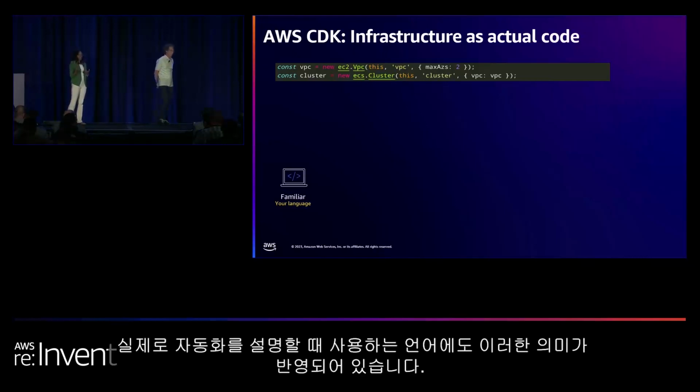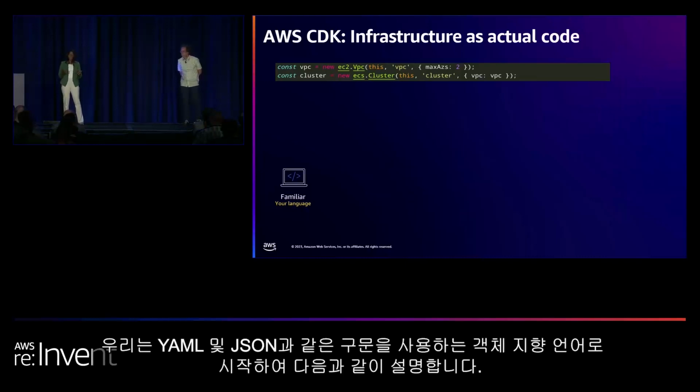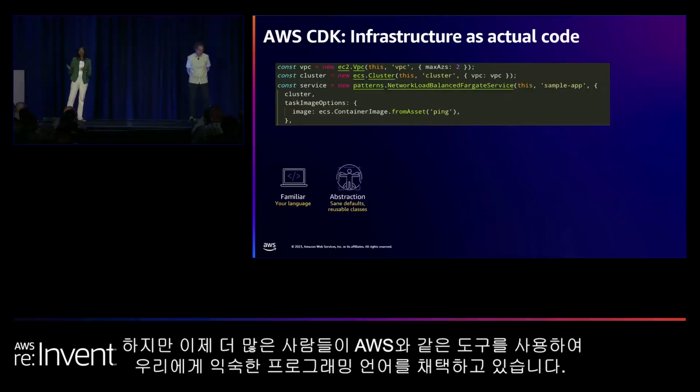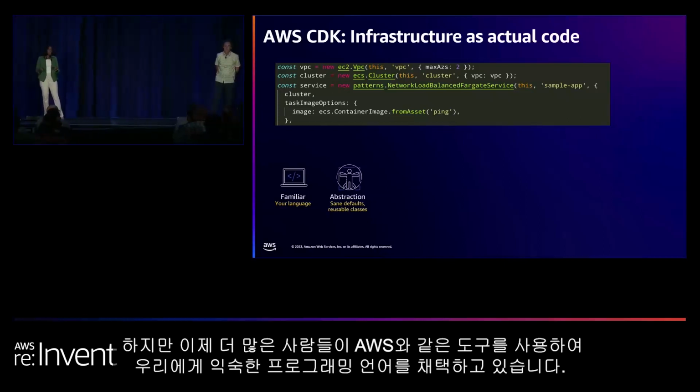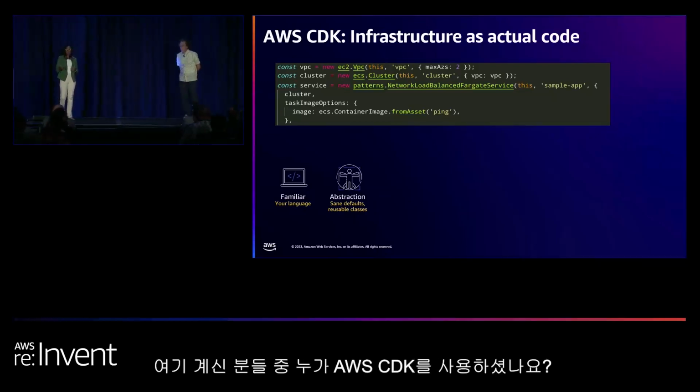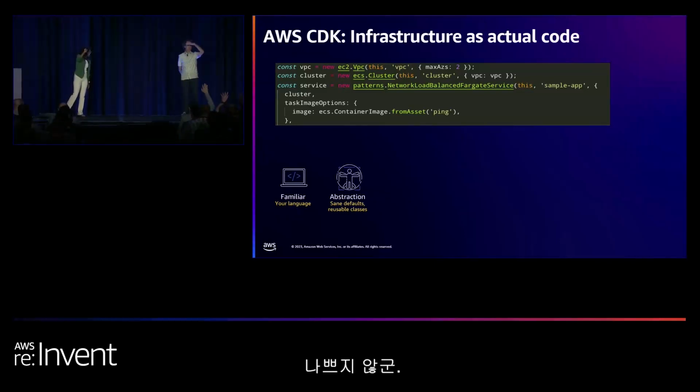In fact, that is reflected in the language that we use to describe our automation. We started off with declarative languages with syntaxes like YAML and JSON to describe our infrastructure. But we see now more people adopt familiar programming languages using tooling like AWS CDK, which is short for Cloud Development Kit. So who here has used AWS CDK? A show of hands? Yeah, not bad. I see quite a few hands.